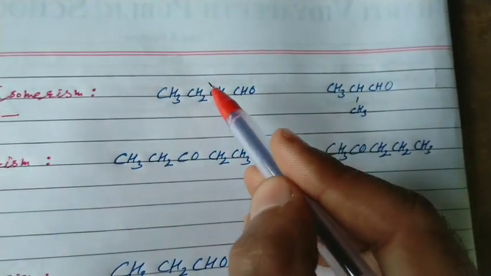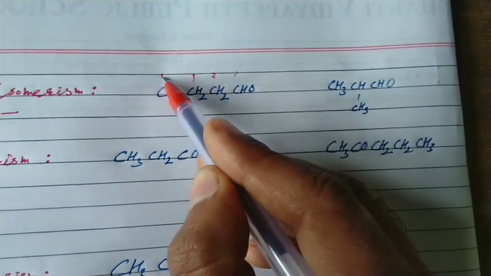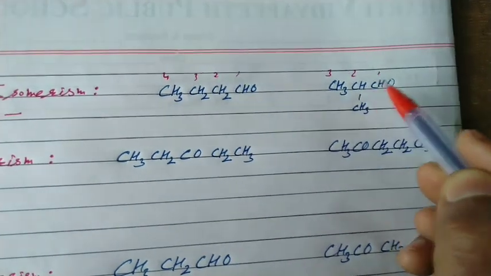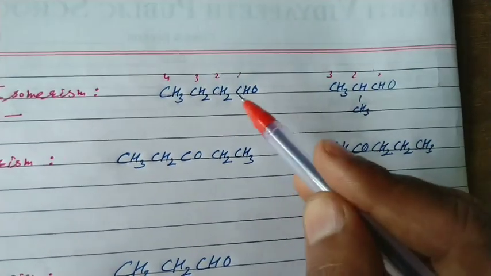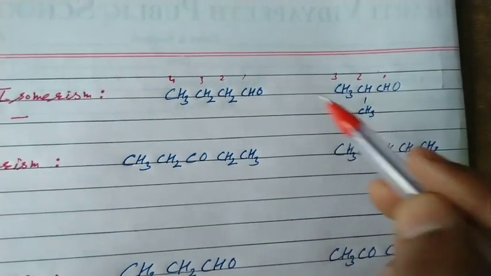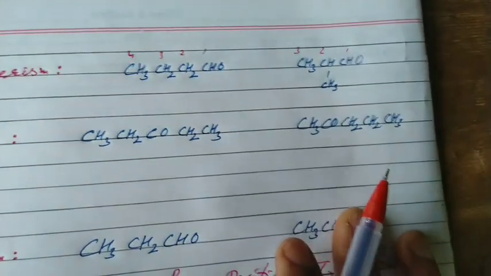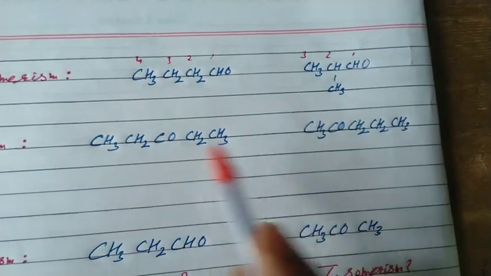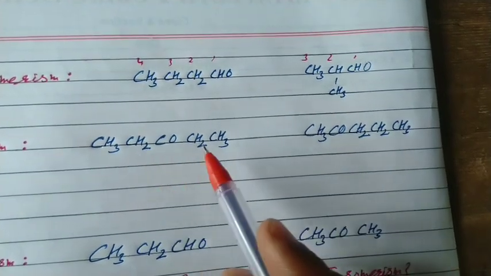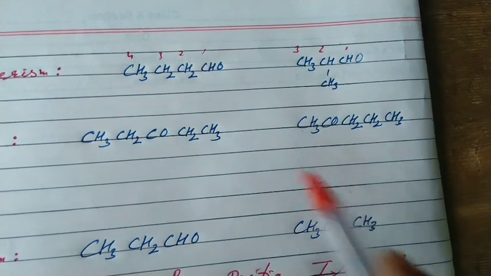It is clear. 1, 2, 3, 4: butanal. Now 1, 2, 3: 2-methylpropanal. In this we use the word root but, in this we use the word root prop, because branching is present. Isomers differ by the nature of the carbon chain. Next is position isomerism. They differ by the position of the functional group. It is, students, diethyl ketone, it is methyl propyl ketone. What is its IUPAC name?